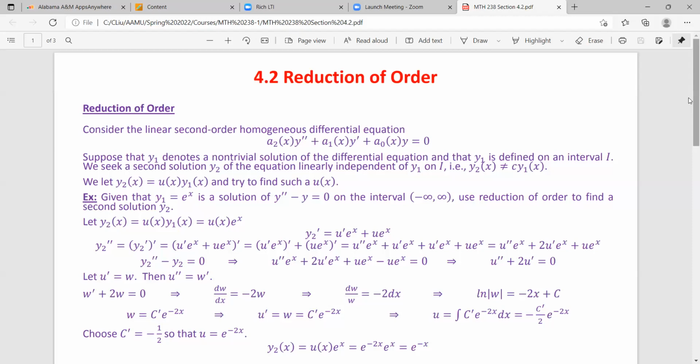So then, because we defined the w from u prime, okay, we need to go back to find the u from here. So u prime is just C prime times e to the negative 2x. So what you do is just integrate to get u. So u is just the integral of C prime e to the negative 2x. So if you do that, you're going to get negative C prime over 2 times e to the negative 2x. Okay.